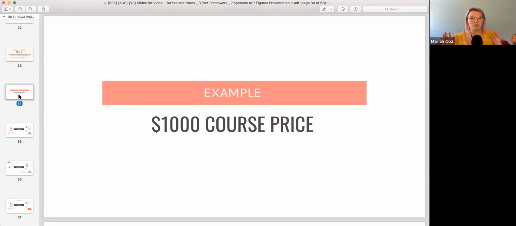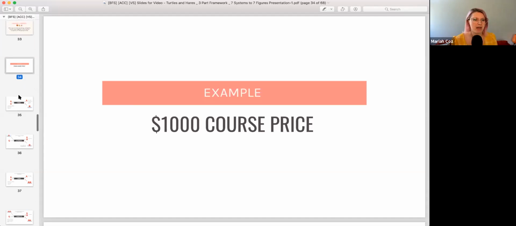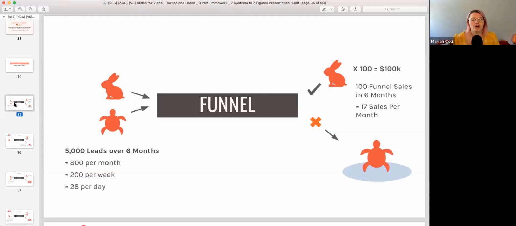Okay, so we're going to start out with an example that you have a course that is $1,000. Your course might be less than that. It might be more than that. I'm just using this for easy math, okay? So the first part of the waterfall effect is your funnel.